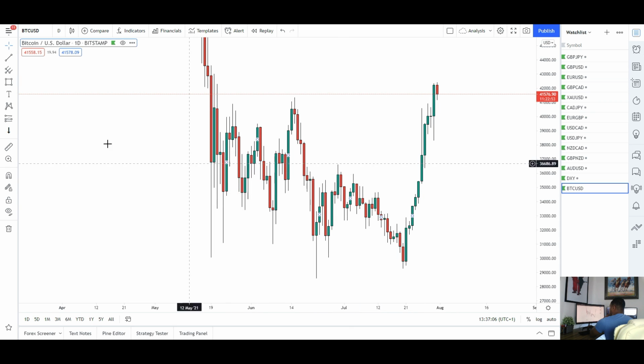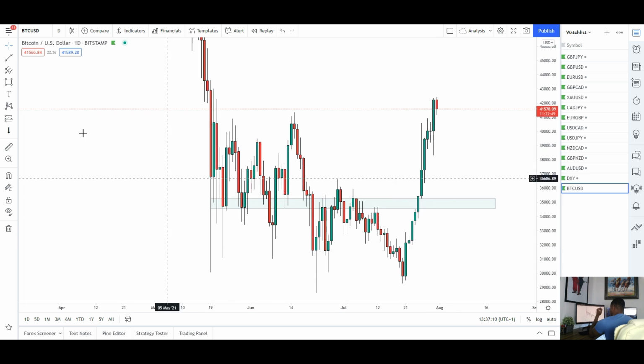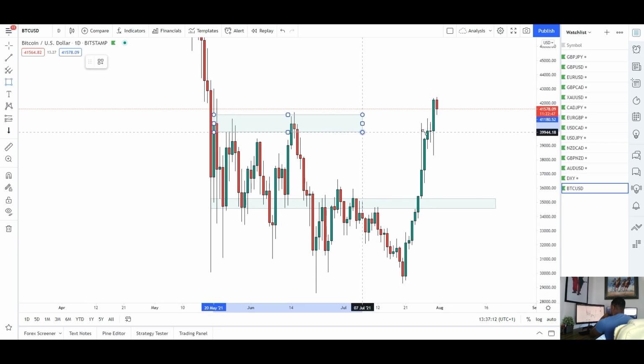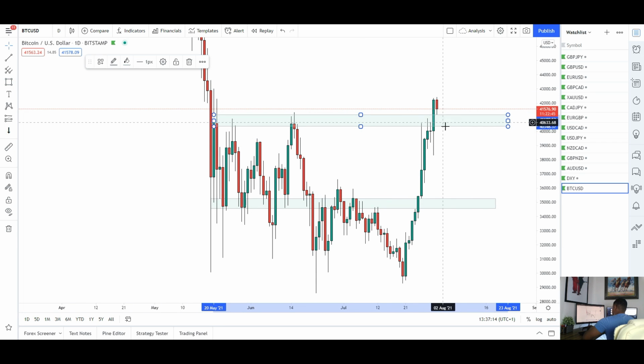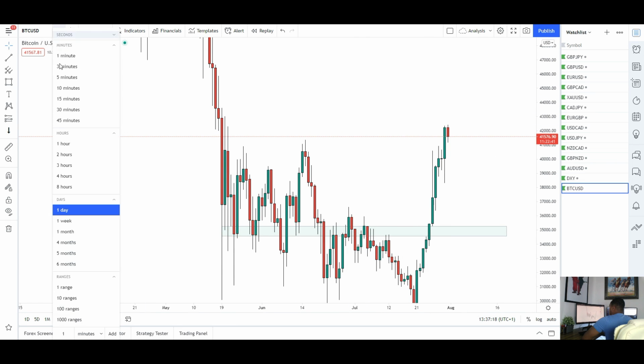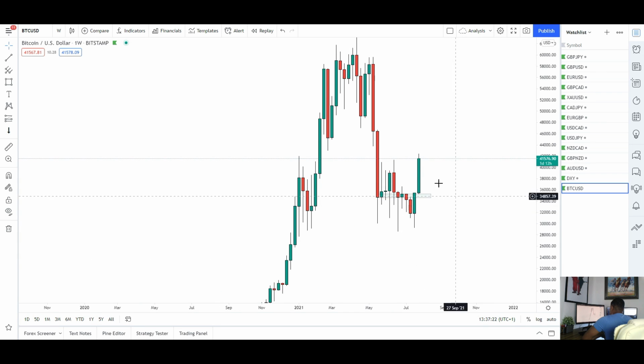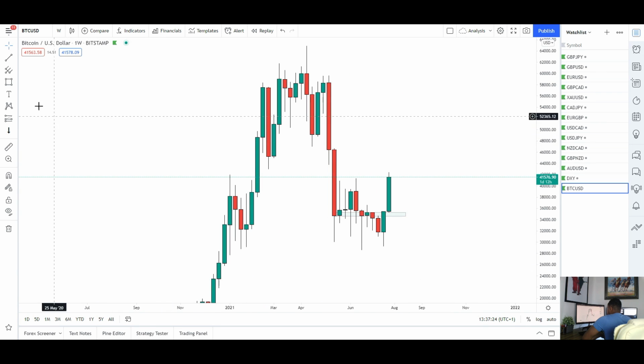So right now, as you can see, I did say if we do break through this barrier here, I do expect to see the market push back into the 40,000 mark. And as you can see, we've hit that and we've actually gone past that a little bit. So Bitcoin is looking quite bullish there, but on the higher time frames, the weekly and the monthly, Bitcoin is still looking a little bit bearish, and I still do see more downside for this pair.